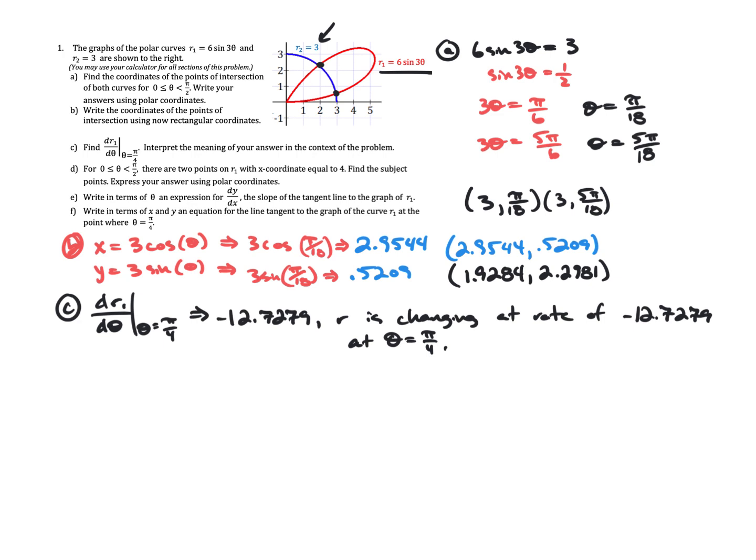However, unless they specifically ask for that, I wouldn't give it. I'm just going to say, r is changing, okay? But we should know what it does. If it's positive, it's going which way? Out. It's going away from the pole. All right.